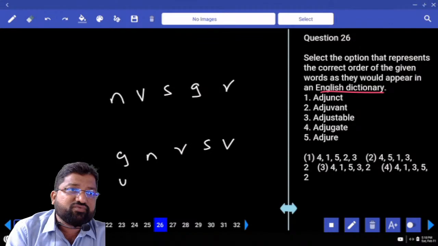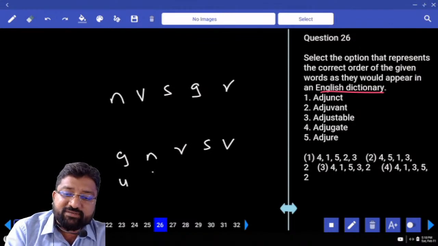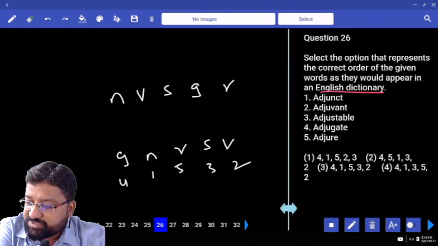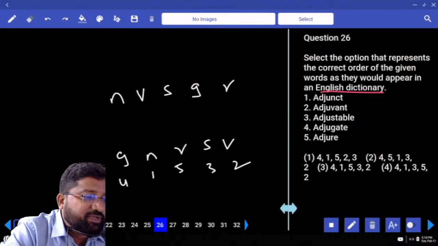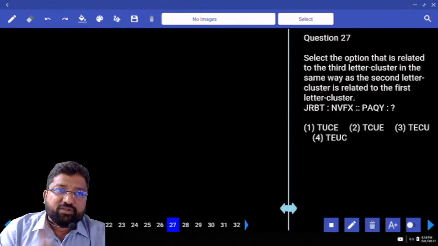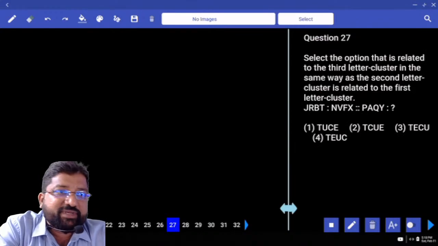G is what? 4. What is N? 1. R is 5. S is 3, V is 2. So 4, 1, 5, 3, 2. Which option is my answer? Come on. Look at the letters. I always tell you to only concentrate on the place values. Did I?